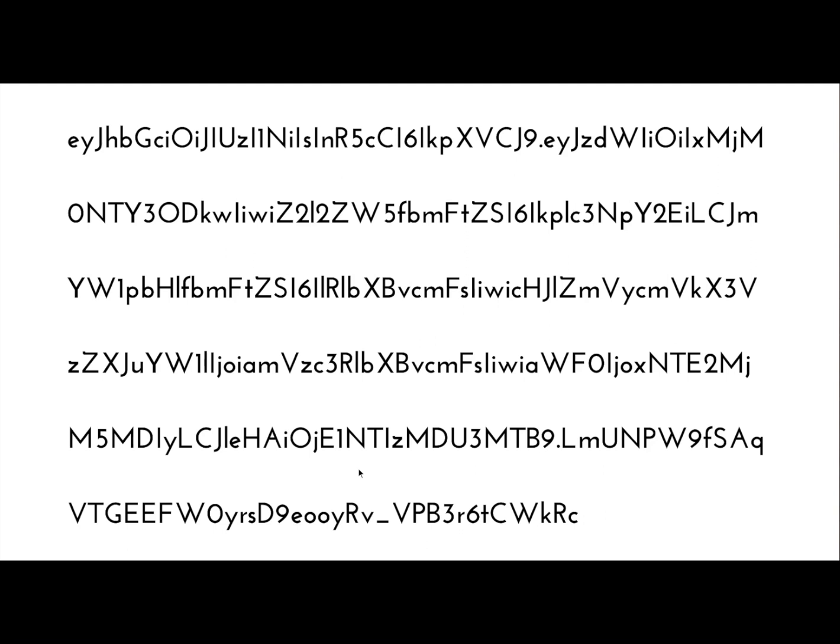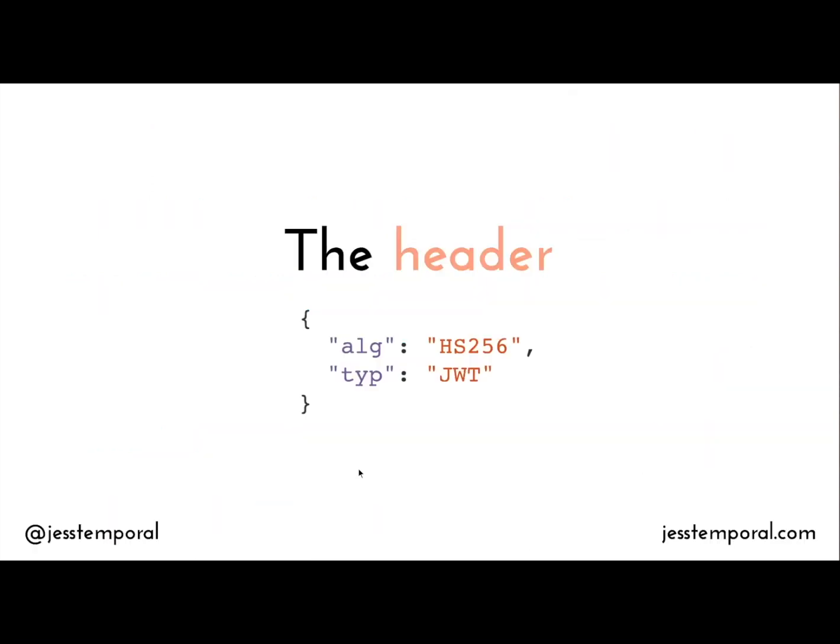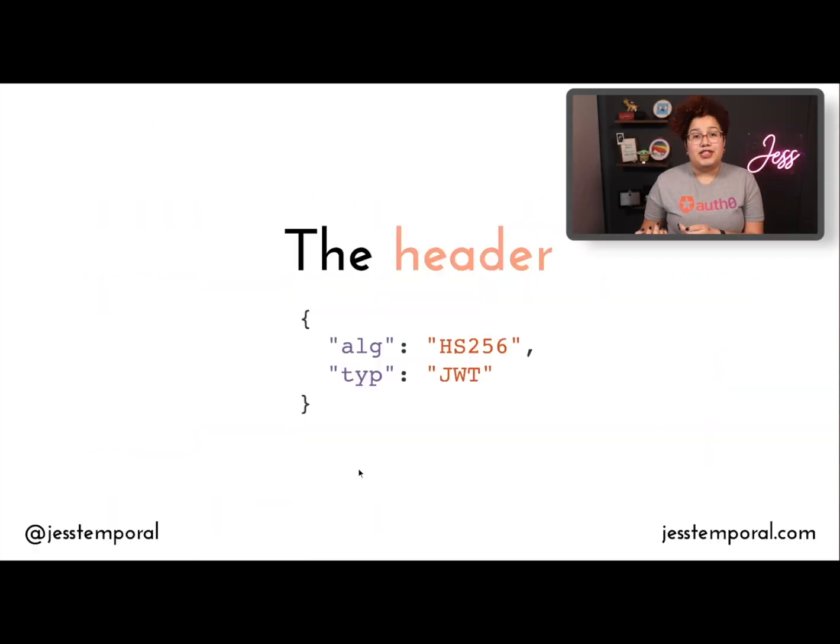Here's what it looks like. At first glance, it seems like a random collection of characters. But if you look closely, you can see that the gigantic string has a structure consisting of three parts: a header, a payload, and a signature. The header contains information about the token itself, for example, what type of token it is and what algorithm was used for signing the token.